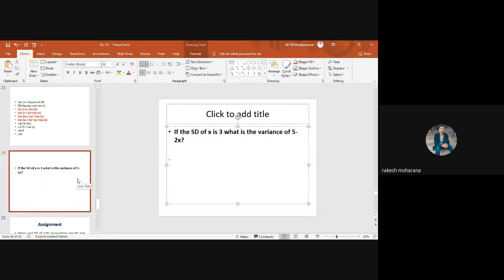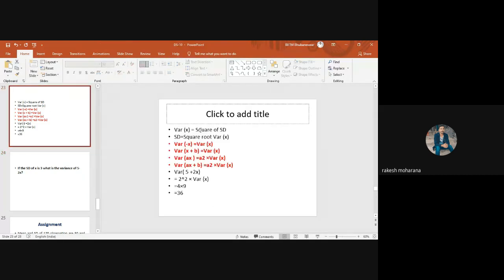Okay, try to calculate. If the standard deviation of x is 3, what is the variance of 5 - 2x? How much will it come? So 12? How will 12 come? You are not using the formula. Variance means what? Square of standard deviation.